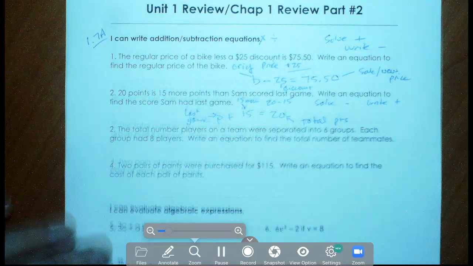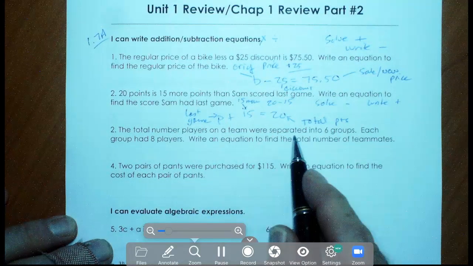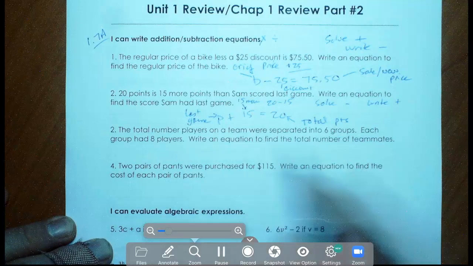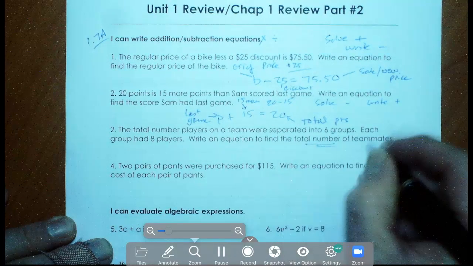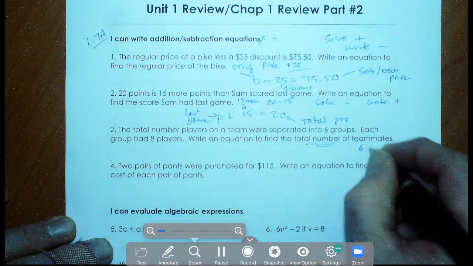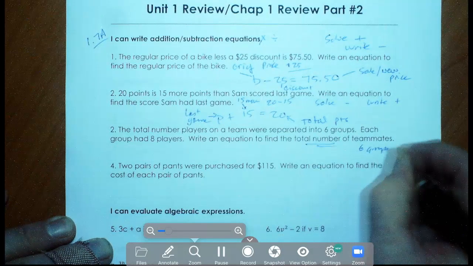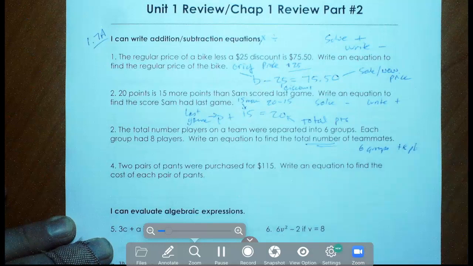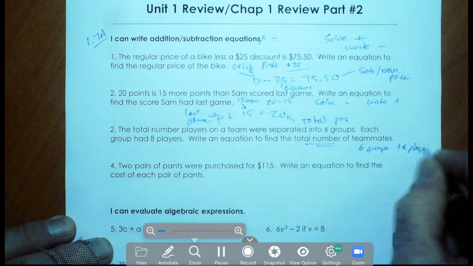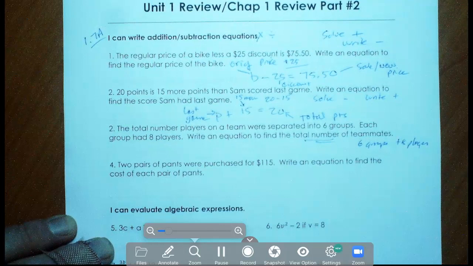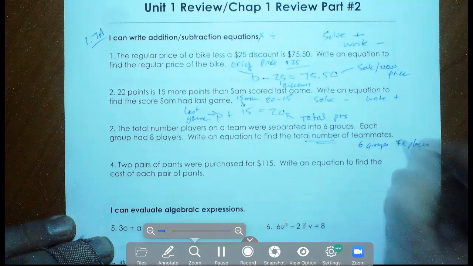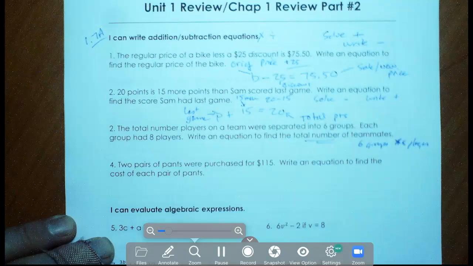Alright, the total number of players on the team were separated into 6 groups. Each group had 8 players. Write an equation to find the total number of players. So we would do 6 groups times 8 players in a group, right? And if we were to multiply these two together, we would get 48.